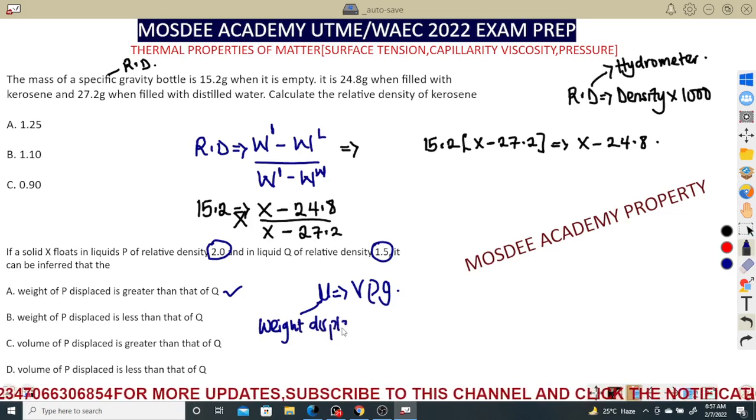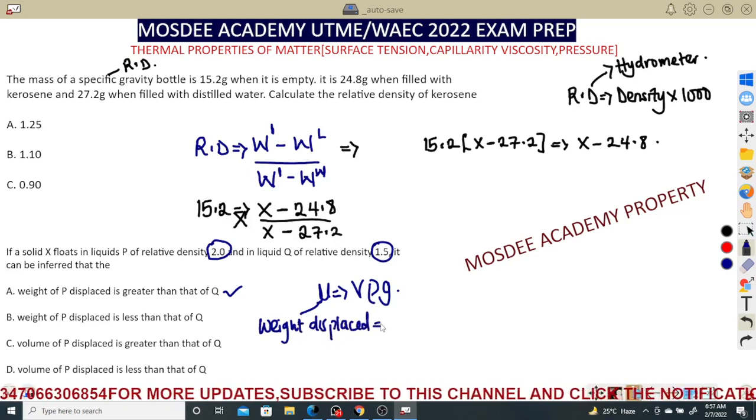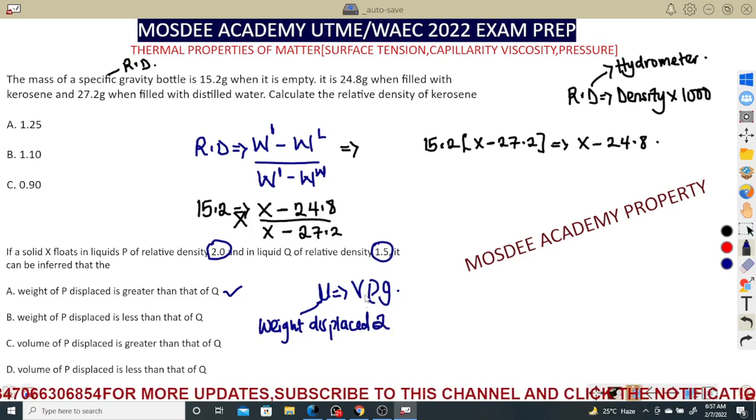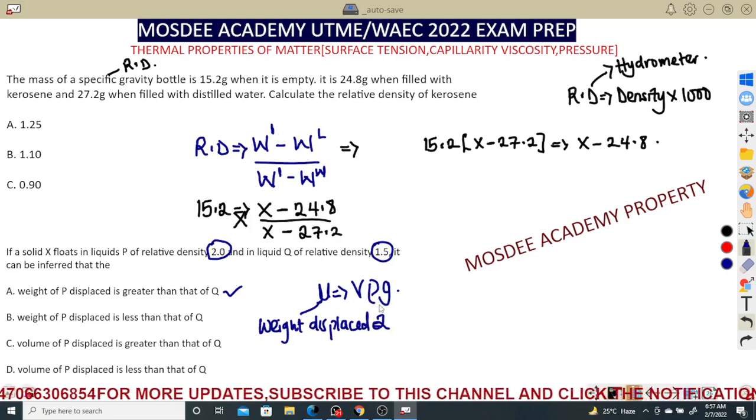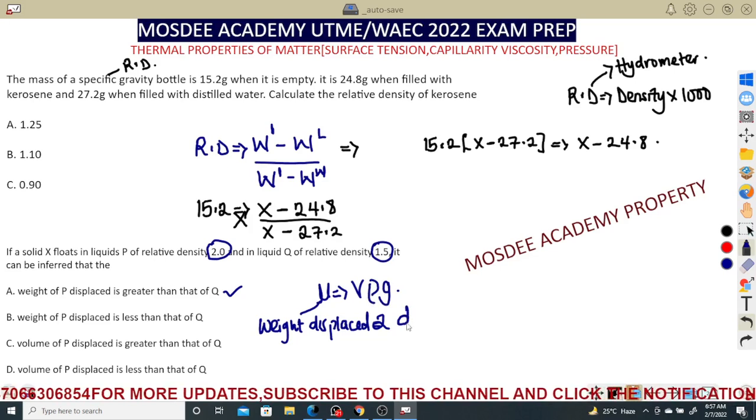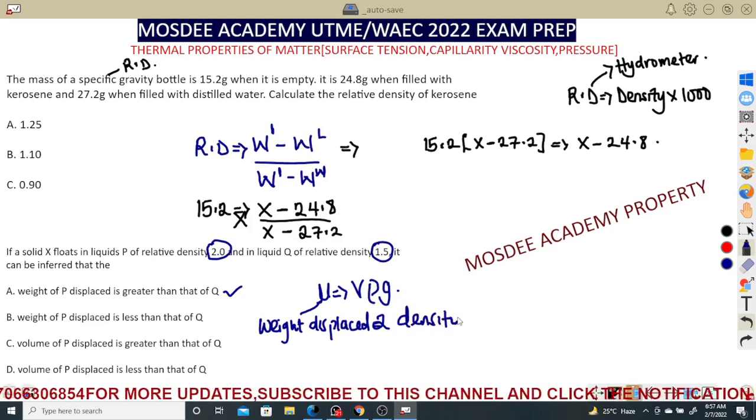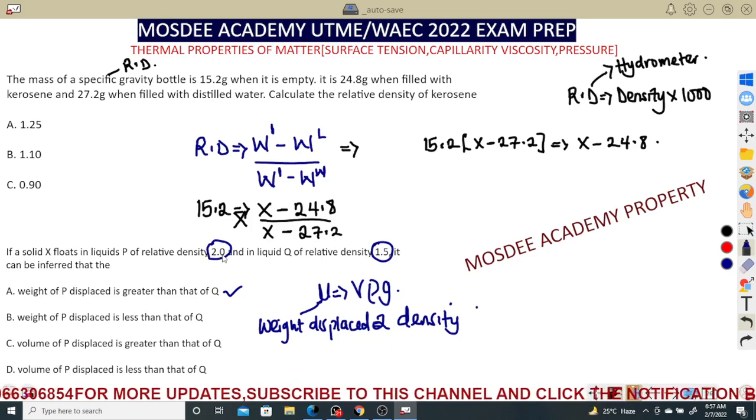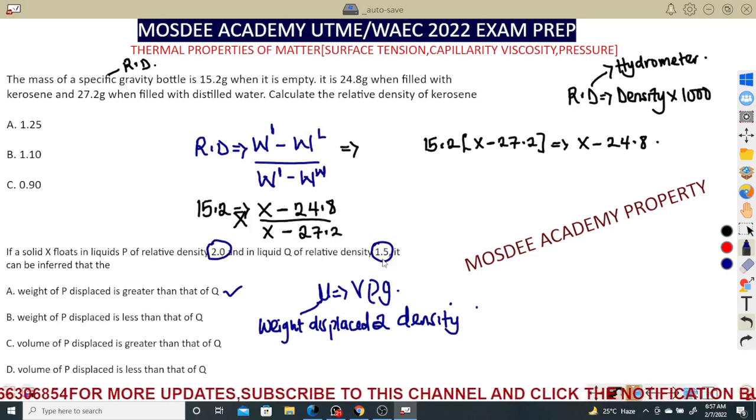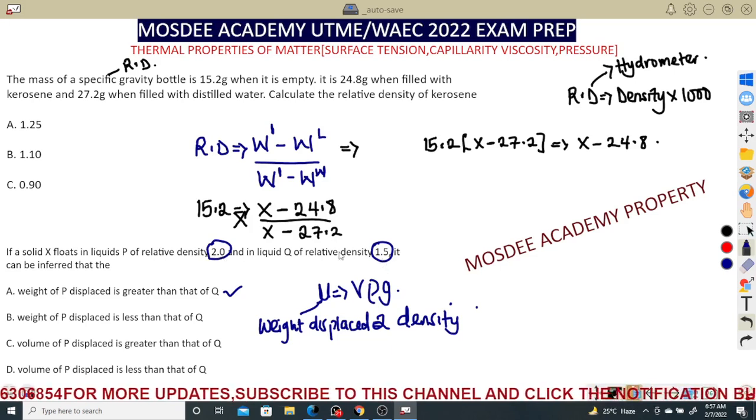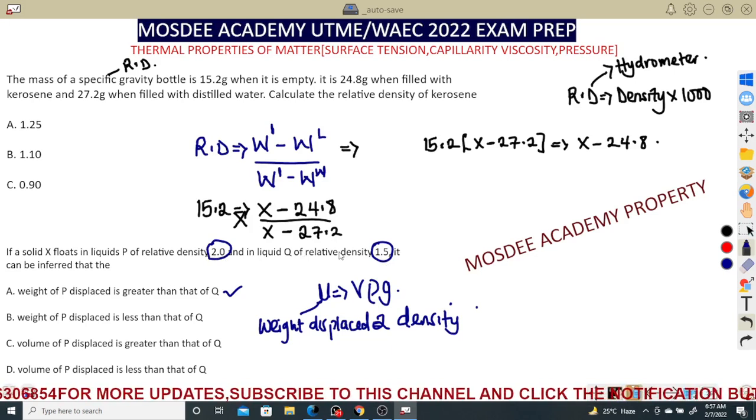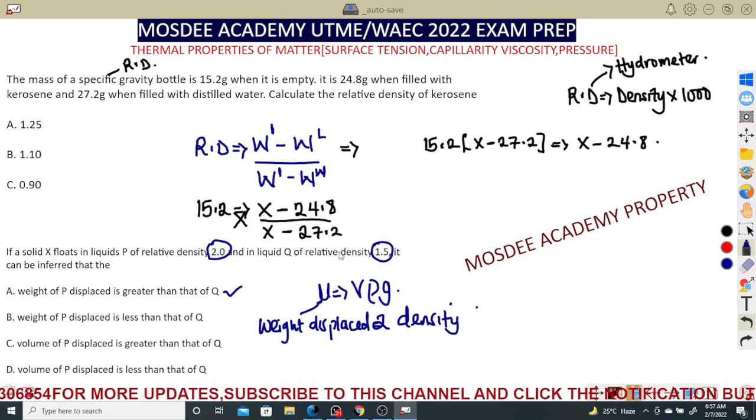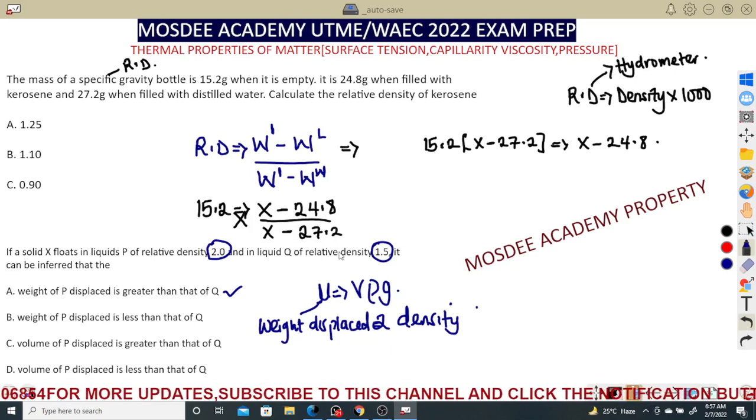I'm not going to waste your time with one formula. The upthrust is proportional to density. So without wasting time, the weight displaced of this one is 2 and the weight displaced of this one is 1.5. Simple concept, don't disturb yourself. When you understand the concept well, you don't have to memorize all your formulas.